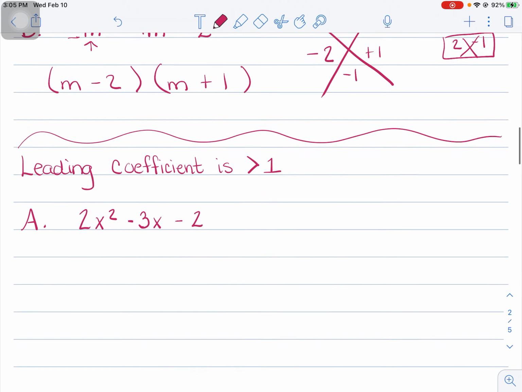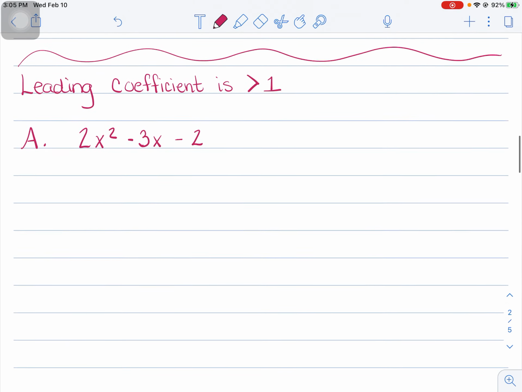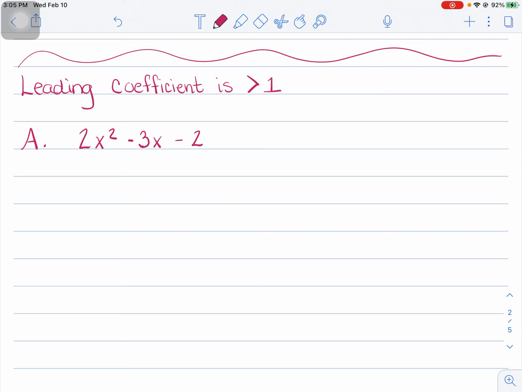All right, let's talk about using the x method, or factoring trinomials, when our leading coefficient is greater than 1. So notice with these, we have a number here in front that's not 1. We're going to use the same method. So we're looking here. We're going to multiply A. This is our A. This is our C. We're multiplying together. We have 2 times a negative 2 gets us a negative 4. And it needs to add to be a negative 3.